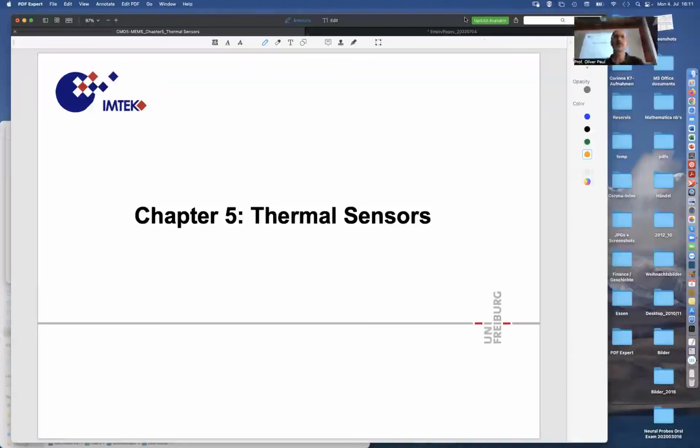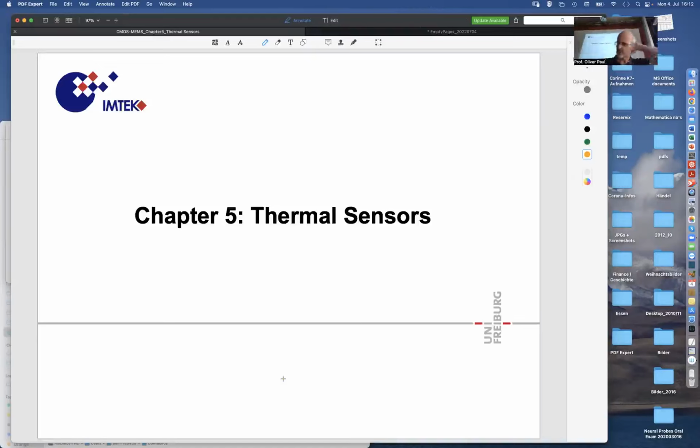Okay, so welcome to today's lecture on CMOS MEMS. We are starting with chapter 5, thermal sensors, and it appears that VGA is the new HDMI. It works stably. The screen is a bit smaller than it used to be, but we'll do the best.